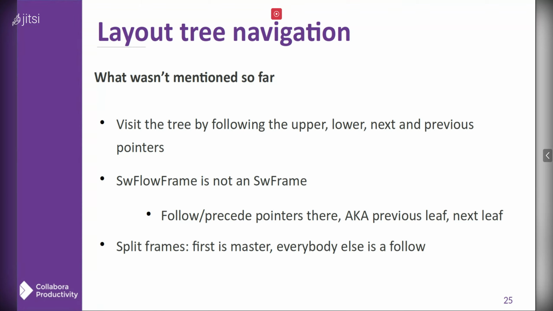And also for these flow frames, you have these links so that in case you have a split paragraph at the bottom of one page and you continue that at the top of the next page, then you can have these pointers between the various parts of that split frame. So we call these follow or precede pointers. And in general, if you want to talk about your neighbor, which is not the next and previous, but the logical one, then we talk about the previous leaf or next leaf. So this is useful to understand because the code is referring to these a lot.